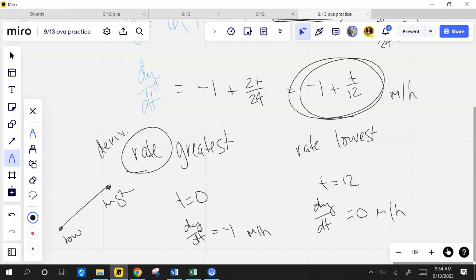So this is the lowest the rate ever goes. Well, because it's draining out is the only reason it's negative. But remember, speed is the absolute value of velocity. So the speed is 1 meter per hour. The velocity is negative 1 meter per hour, right? No, you don't have to see right now. We'll get back to it.